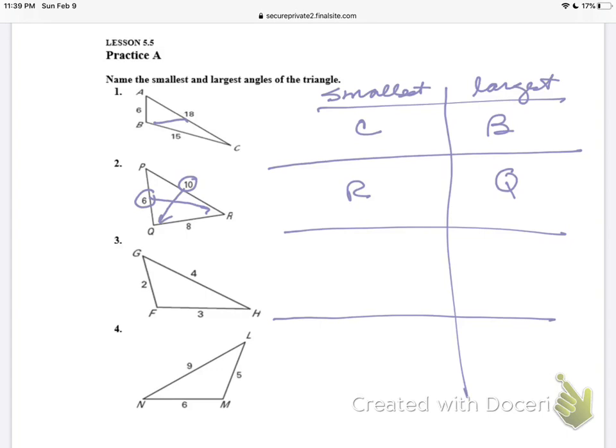For the next one, the 2 is opposite the H, so that's the smallest, and the 4 is opposite the F, so that is the largest. And for this last one, the 5 is opposite the N, so that's the smallest, and the 9 is opposite the M, so that's the largest. Okay, so that's the first couple. Let's go on to the next problems.